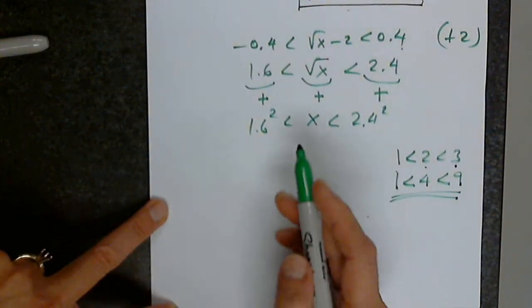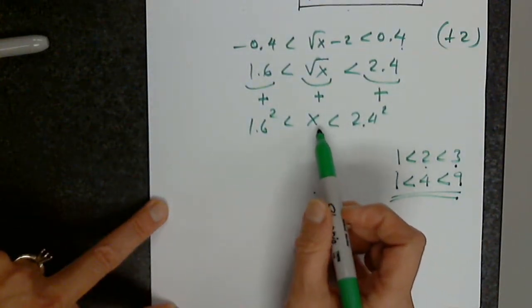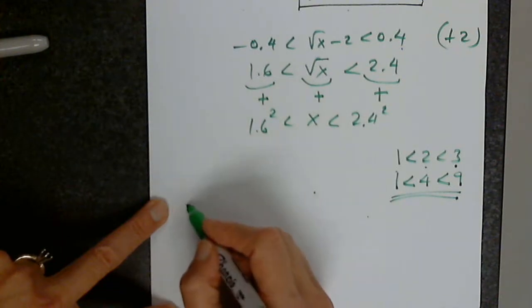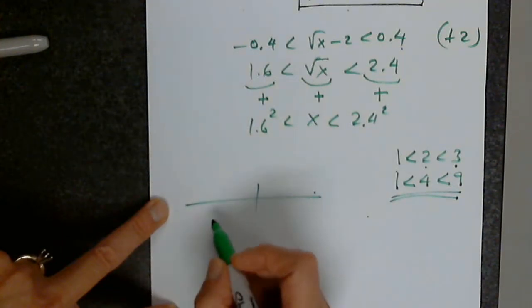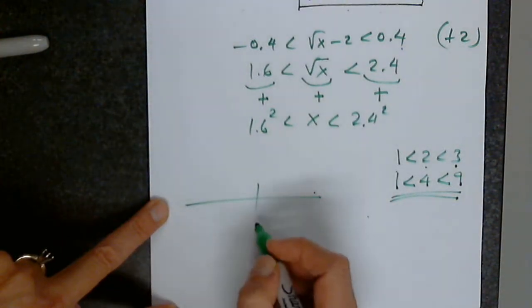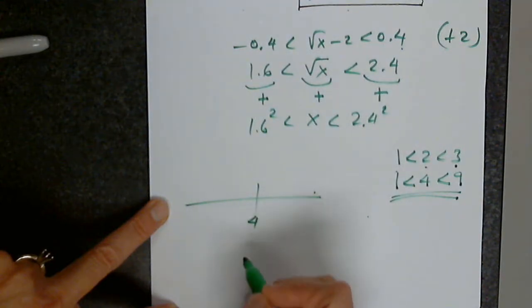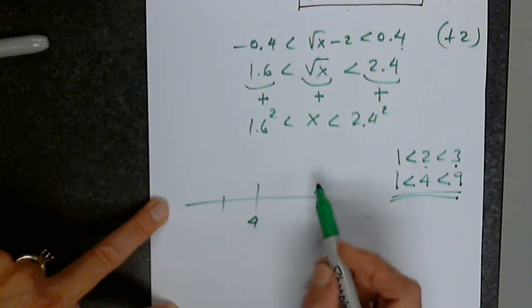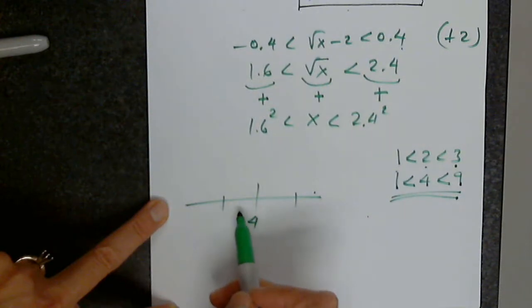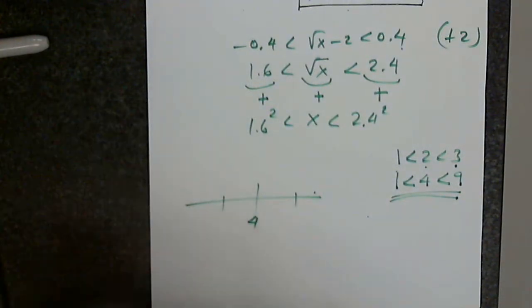Good. So then I go back to my graph. We had 4, right? So then what is this distance and what is that distance?